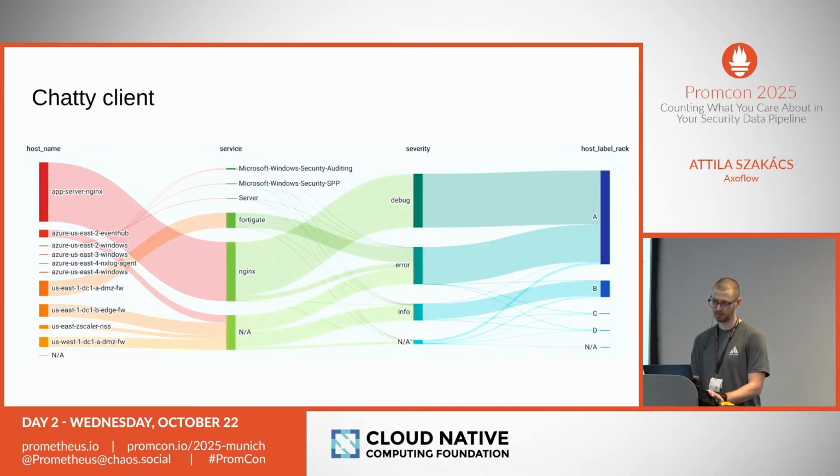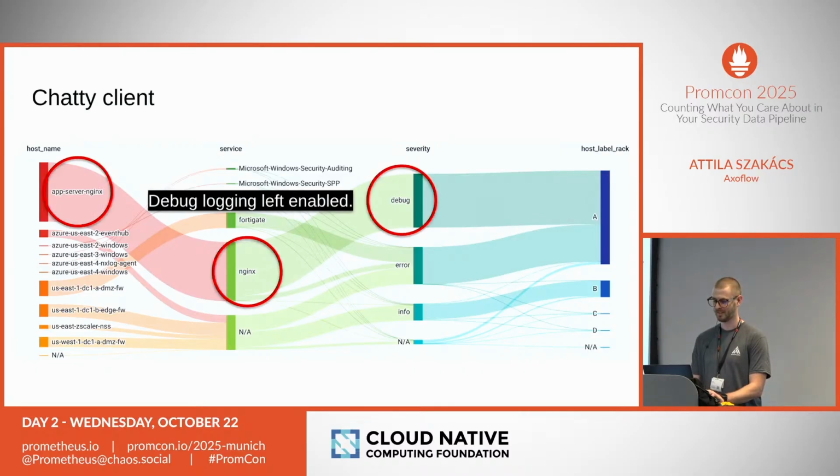Okay, so what infrastructure problem can this Sankey show us? Does anyone have any ideas? Okay, so we see a lot of debug logs coming from a service on a single host, from the app server Nginx host. If this is a production system, I think we do not want to see this many debug logs sent to the SIEM. It pollutes it, it makes large bills and so on. So we can maybe deduce or get a hunch that probably debug logging was enabled after a troubleshooting session.